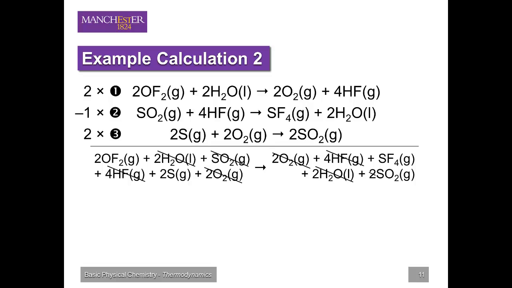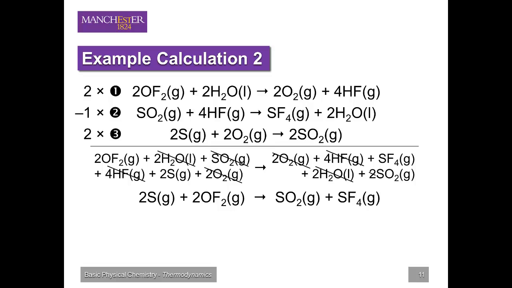And there is 1 sulfur dioxide on the left, which will cancel 1 of the 2 sulfur dioxides on the right. Having performed all of this cancelling, we are left with 2 sulfur gas and 2 OF2 gas on the left hand side, and 1 SO2 gas and 1 SF4 gas on the right hand side. And this is the original equation that we had to work out the enthalpy change for. So we've now shown that our combination of the various reactions does actually indeed equate to the reaction that we need.